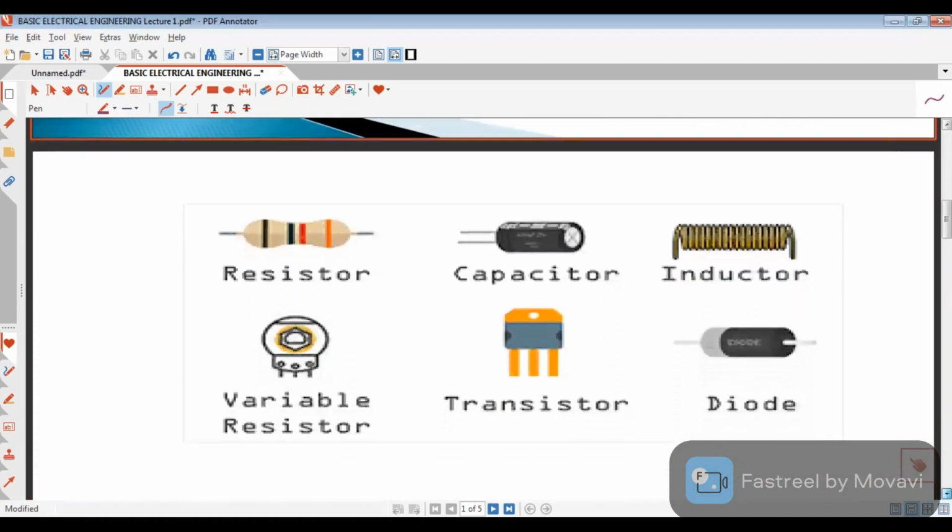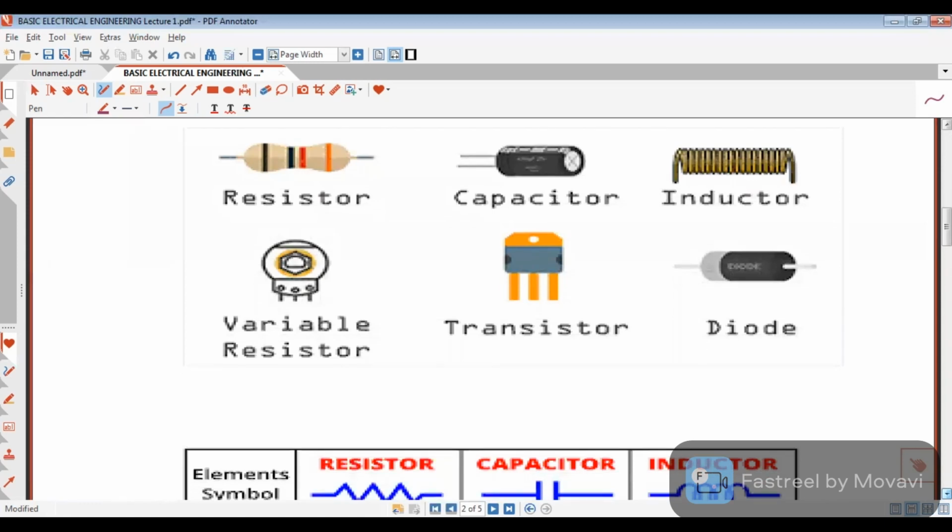The component which we use in basic electrical engineering, as given here, is the resistor. The resistor symbol is like this. Capacitor and inductor: only these three elements will be used in basic electrical engineering. The symbol of the capacitor you also know from your 12th class. The inductor symbol is like this. And this is the symbol for variable resistance. Its symbol may be like this also.